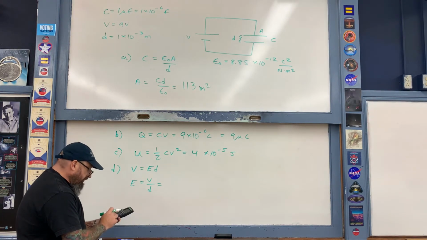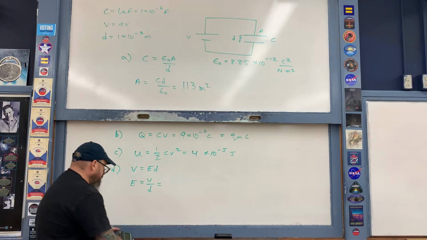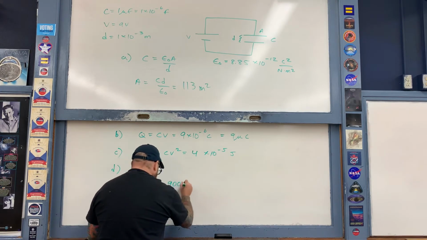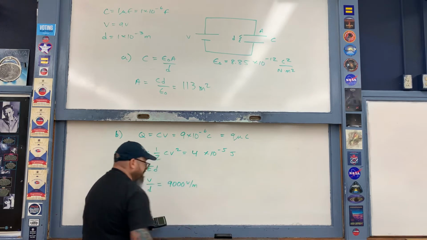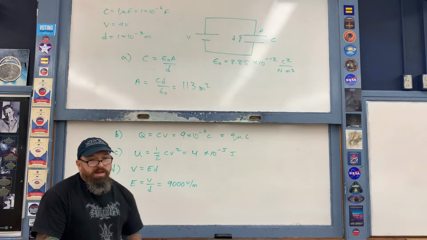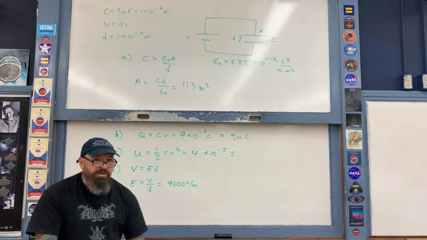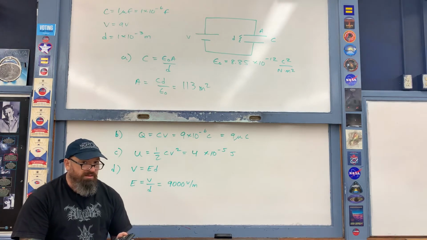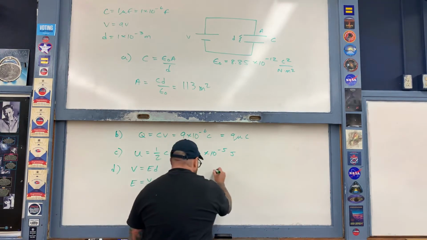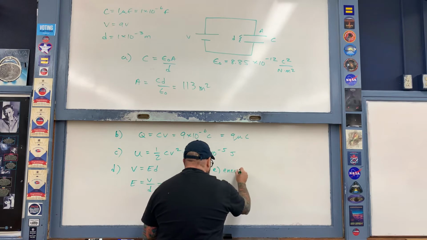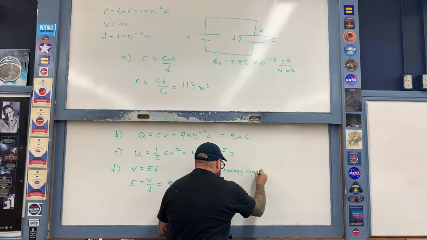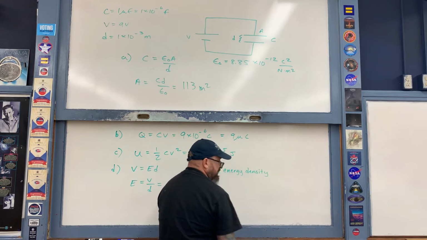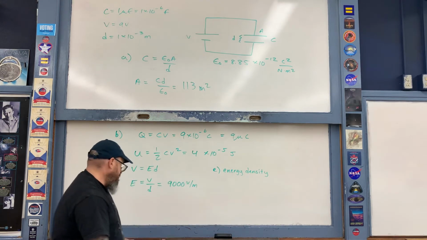Okay, so 9 volts and then divided by 1 times 10 to the minus 3 meters. And this comes out to be 9,000. So 9,000 volts per meter, like so. Okay, and then in the last portion of the problem here, part E, this is where we start to get a little bit more fundamental. In part E of the problem, we're going to calculate what is referred to as the energy density. Here's what I mean by that.